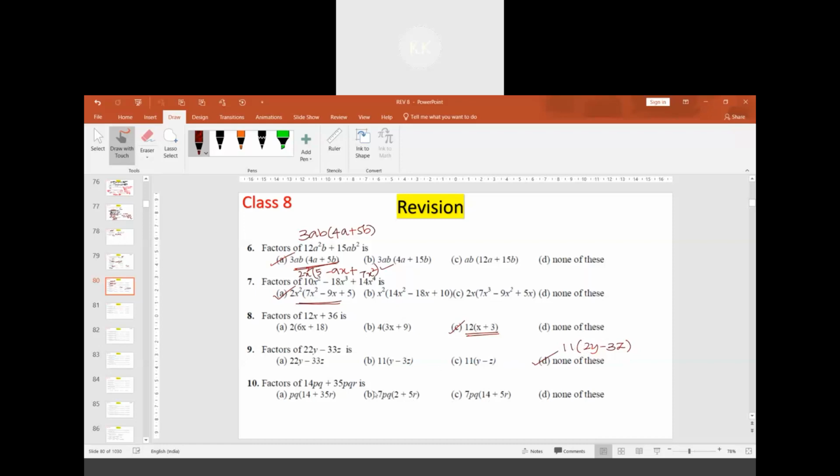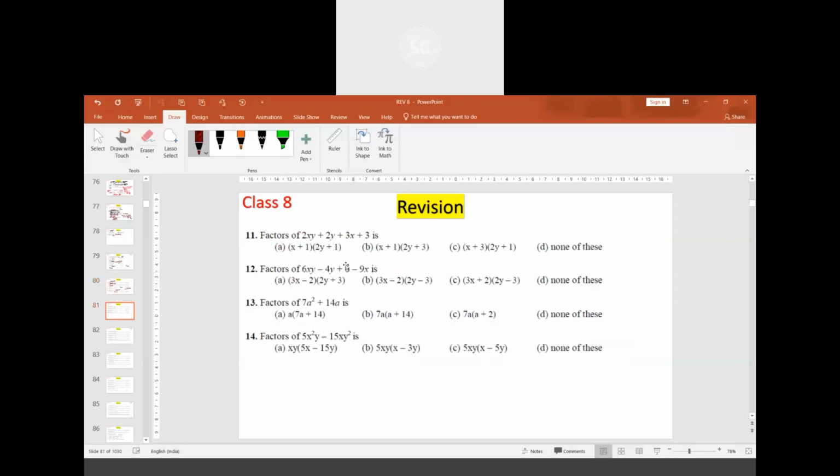Okay, sir. The 10th one, option B. 7 can be taken out, yes. P can be taken out, Q can be taken out. So 2 remains plus 5R remains. So option B.